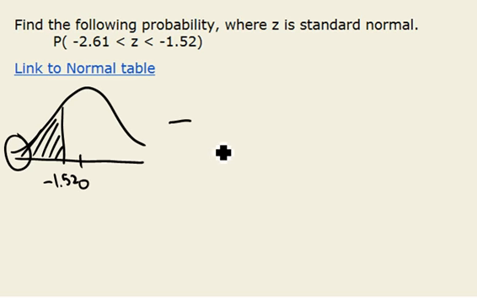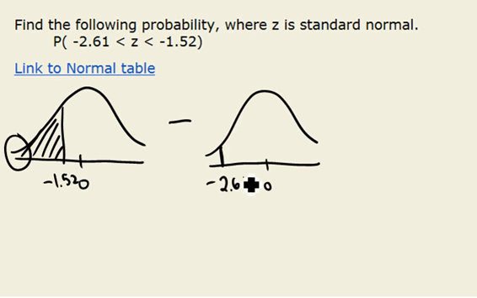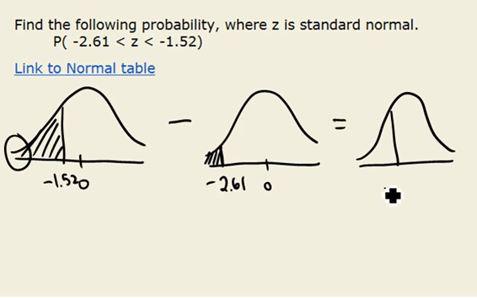So let's get rid of that by subtracting that piece off. So we'll subtract off this probability of being less than negative 2.61, which is also something we can look up in our table. What we'll be left with then, if we think about this in terms of our picture, is we took everything to the left of negative 1.52, but then we chopped off this piece to the left of negative 2.61, and we'll be left with the section in the middle, which is exactly the probability that we are looking for.